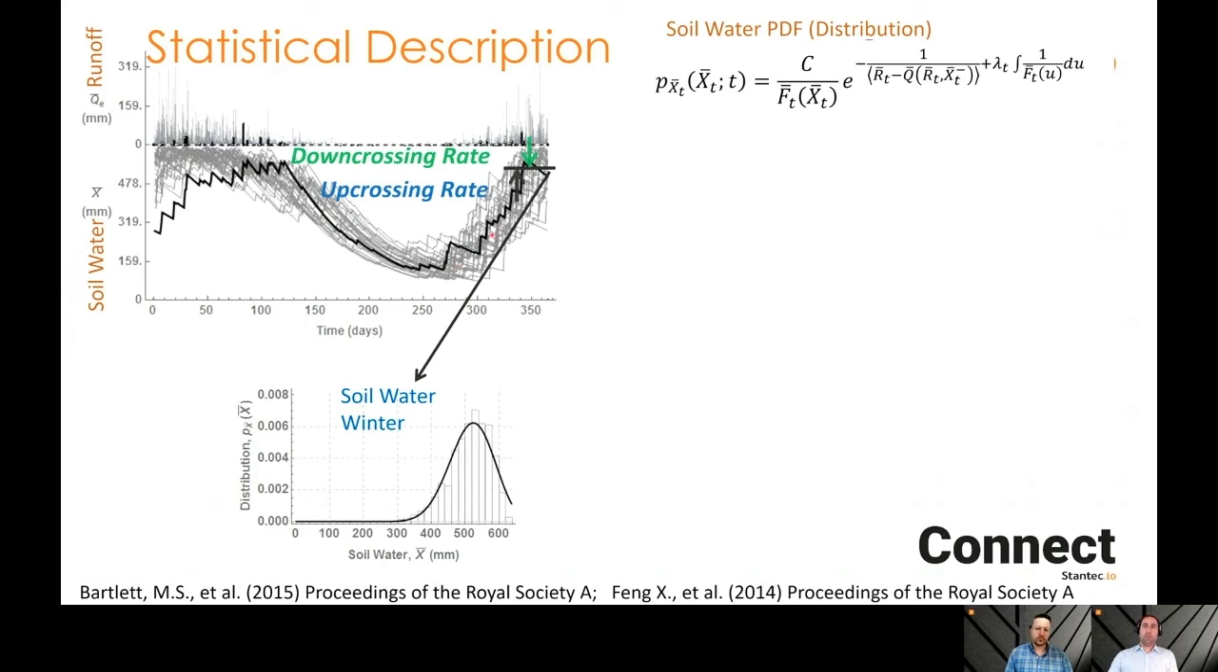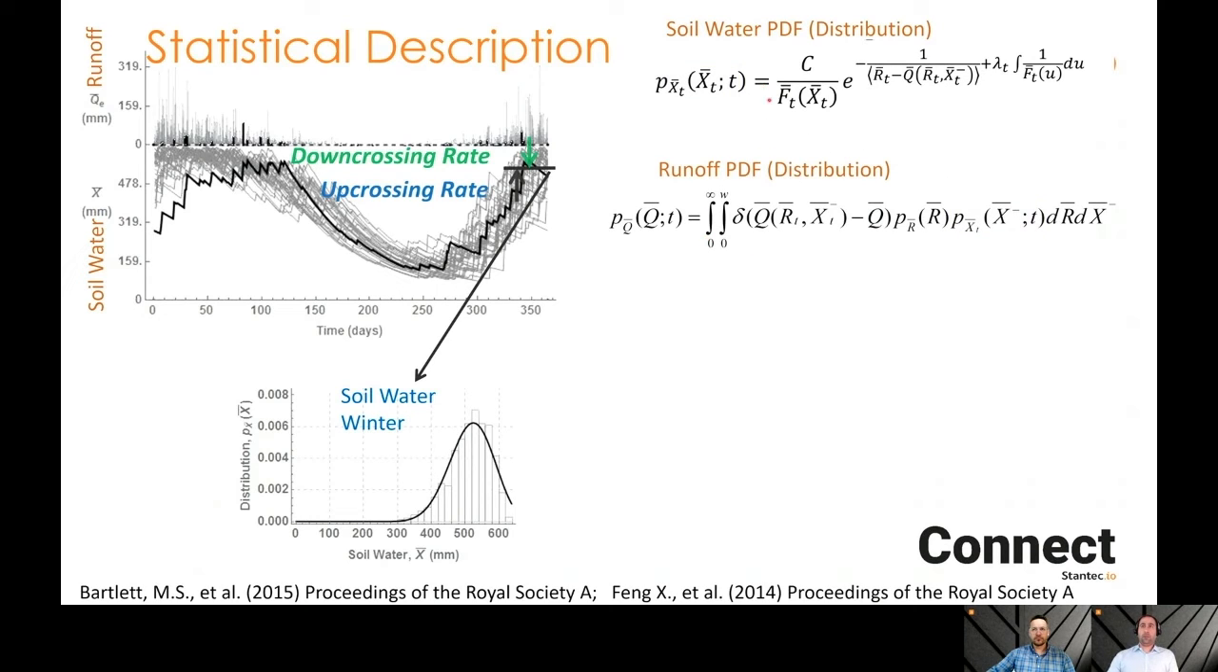And differently, we can go under the hood here more later during questions, but because we're looking at a distribution evolving in time, we're looking at the frequency at which soil moisture upcrosses a certain level and downcrosses a certain level. And if soil moisture is frequently upcrossing and downcrossing a certain level, that corresponds to a higher probability of soil moisture actually being in that state.